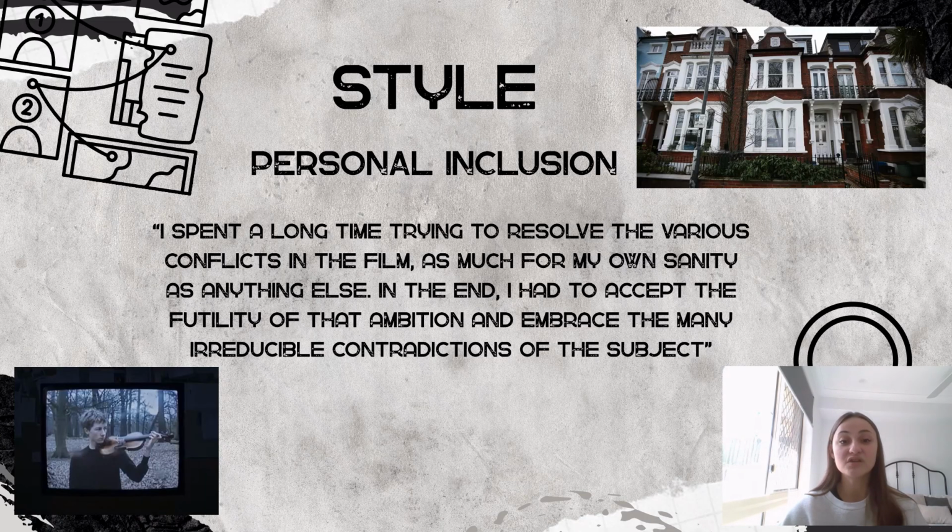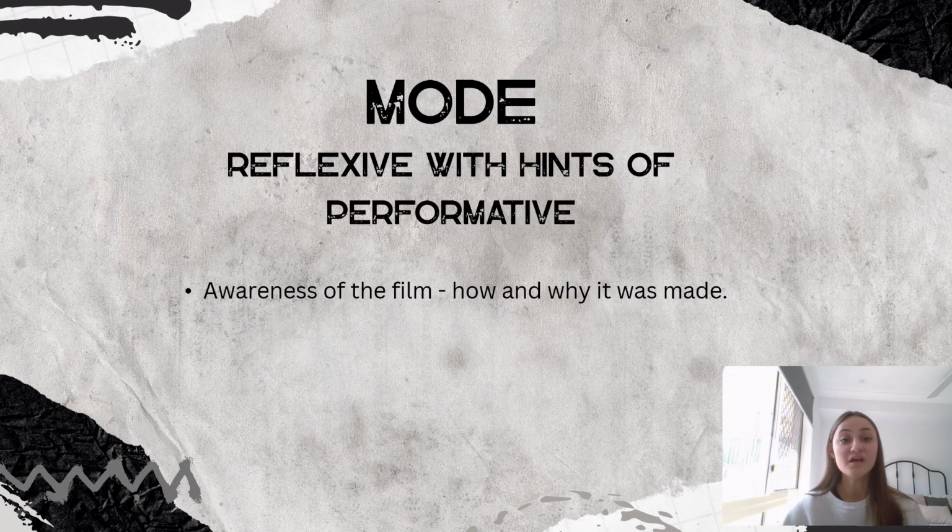Lynn had to eventually realize that trying to simplify and solve everything was impossible. As he puts it, "I spent a long time trying to resolve the various conflicts in the film, as much for my own sanity as anything else. In the end, I had to accept the futility of the ambition and embrace the many irreducible contradictions of the subject." The film's mode presents itself as reflexive, with performative elements, which blend seamlessly with the stylistic decisions and content.